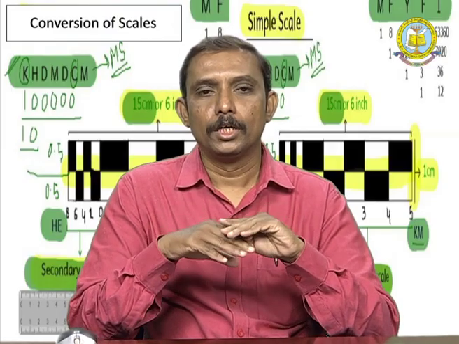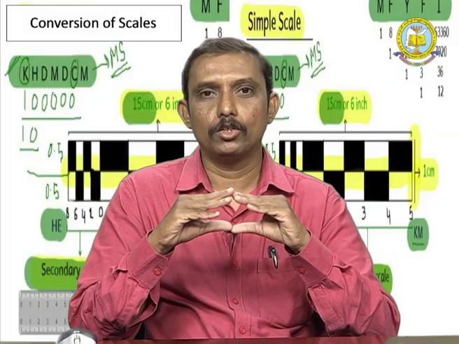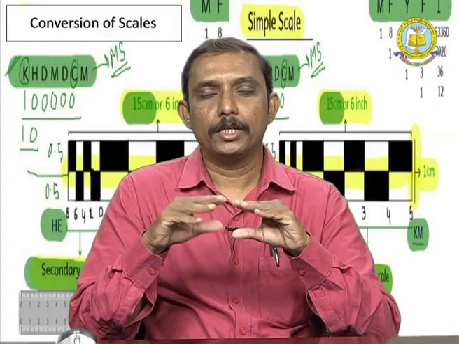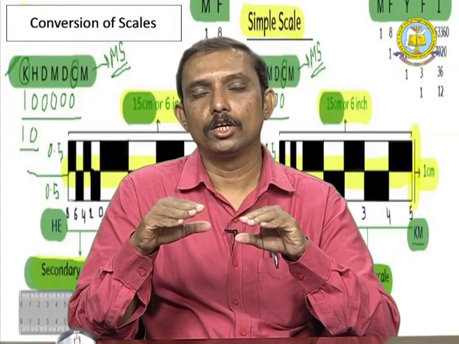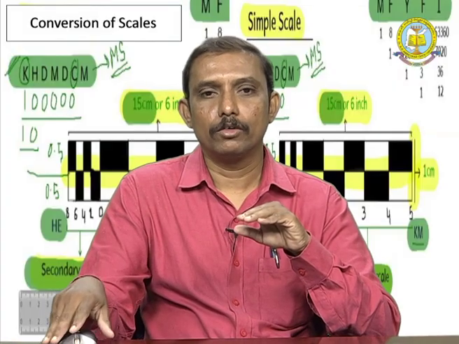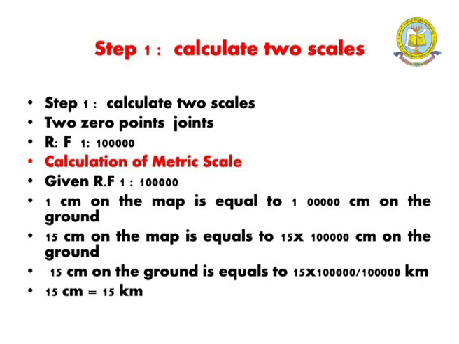For that you have to calculate the two scales, the metric system scale and the English system scale. Then you will start the comparison. First take one example. For the comparative scale, the RF value is given as 1:1 lakh, the same RF value. For this we are preparing a comparative scale.